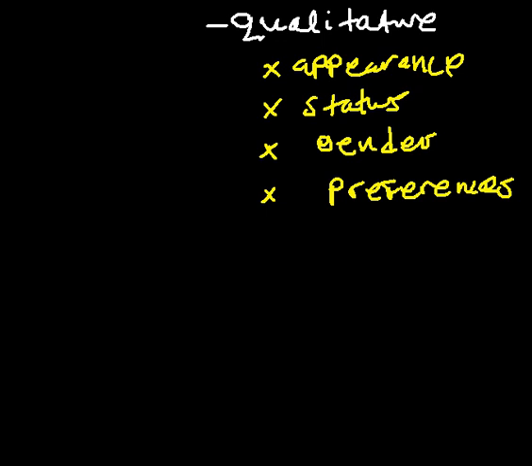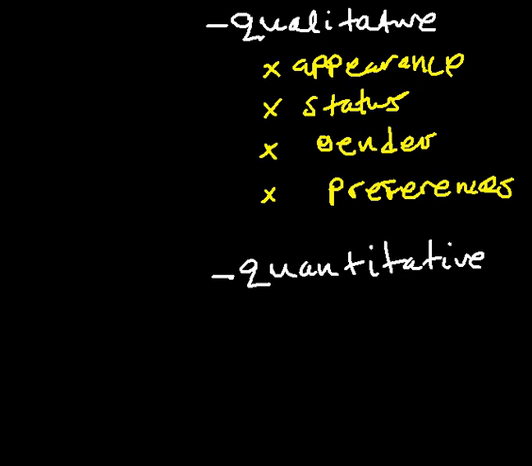And we also talked about what we call quantitative data. So what is quantitative data? This is the data that defines numerical values. In other words, these are the values that can be measured.